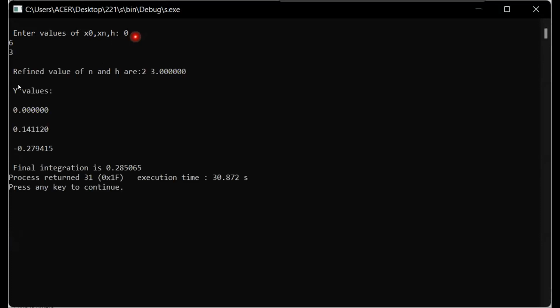So these are the answers. We find the output of the program is refined as value of n and h are 2 and 3. So the x values are 0, 0.141120, negative 0.279415, and the final integration is 0.285065.